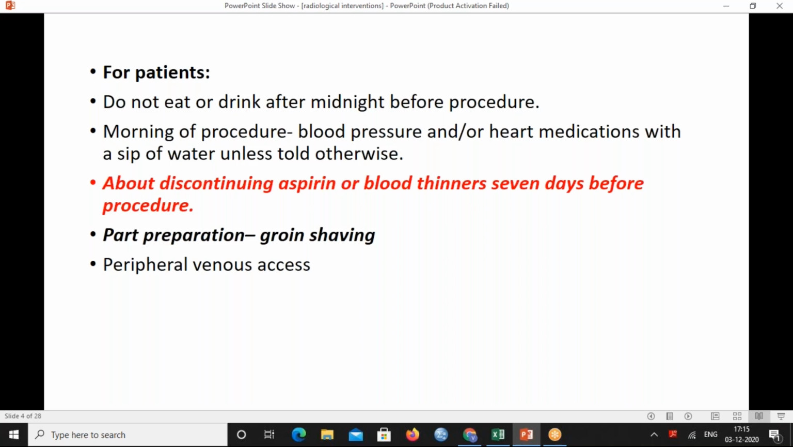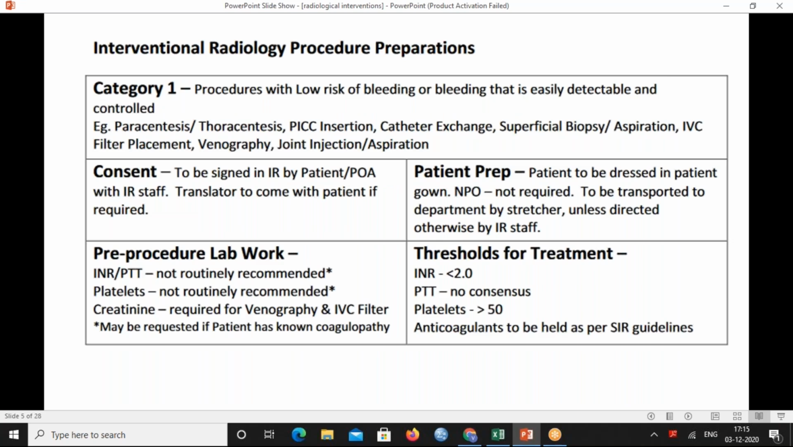And the peripheral venous access line should be placed beforehand, before the patient is shifted to the IR room. Sometimes we have seen in our practice that a patient enters a DSA room, sees the atmosphere, gets anxious, and sometimes collapses there. Then it becomes very difficult to get an IV line in place when a patient is collapsing. So it's always better to have an IV line beforehand.